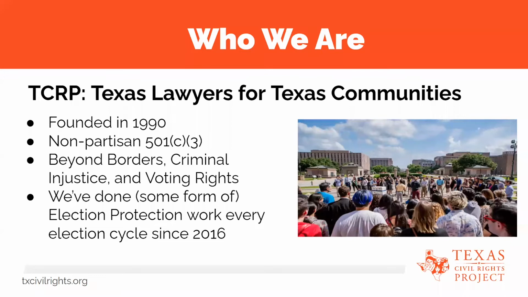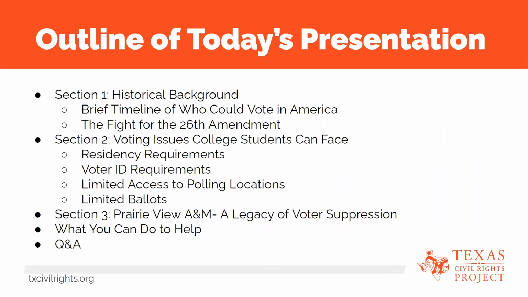In our organization, we have 3 units: a Beyond Borders unit, which deals with border and immigration issues. We have our Criminal and Justice unit, which deals with criminal justice reforms. And we have our Voting Rights team, which both Emily and I are a part of. And our organization has done some form of election protection work every election cycle since 2016.